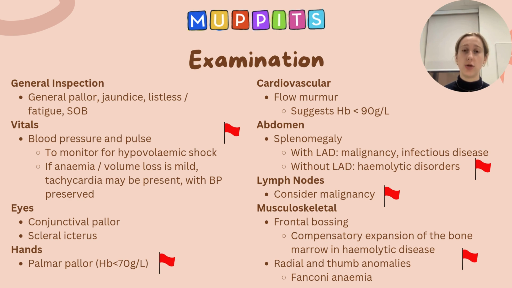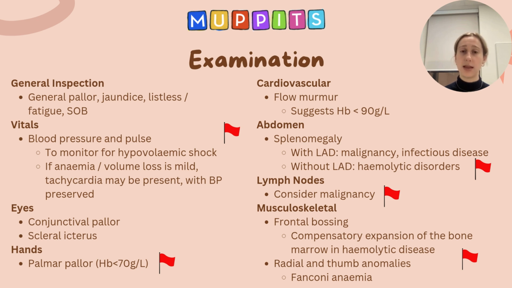So just noting that not all children with anemia are going to have pallor. But on general inspection, you might note pallor generally. The child could be jaundiced if there's a hemolytic picture going on. They might be really listless or fatigued if they're severely anemic.